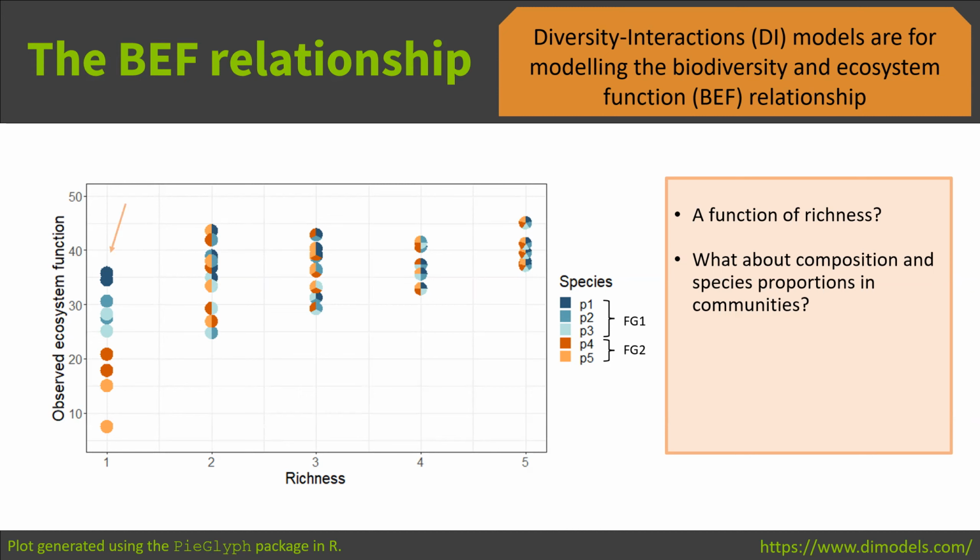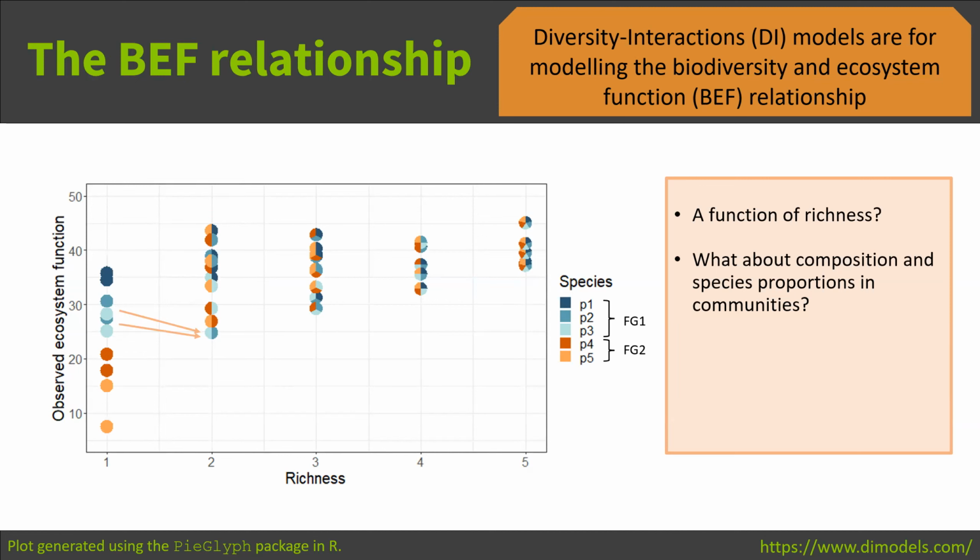If we focus in on richness equals 1 or monocultures, we can see that quite a lot of variation is due to species identity, with the blue species from functional group 1 seeming to do better than the orange species from functional group 2. Then looking closely at richness equals 2, you can see that it might really matter which pair of species is being mixed.